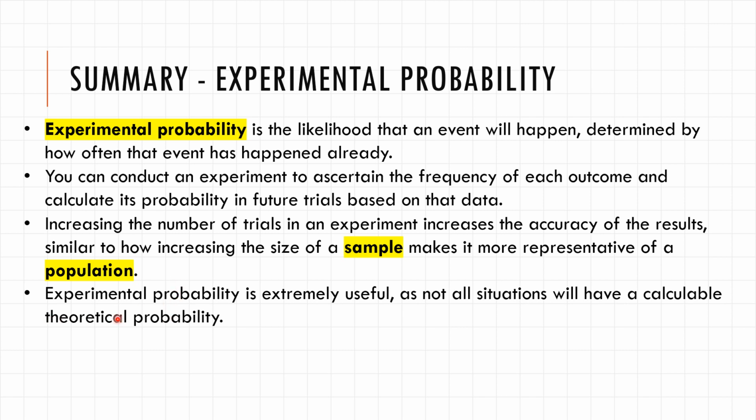Experimental probability is very, very useful, even though it's not as accurate as theoretical probability, because not every situation has a theoretical probability that we can calculate. Some of them you just have to say, okay, this is the data I have. I don't know all of the possible outcomes, but this is what's happened so far. And so experimental probability is also super useful. But to really make use of it, we have to understand its relationship with theoretical probability.